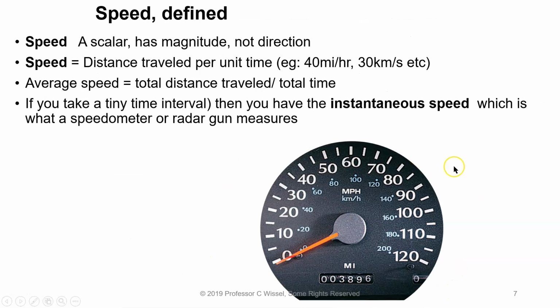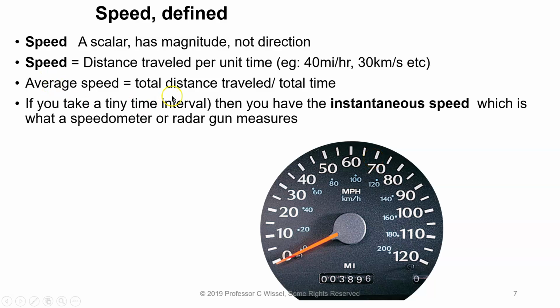Now, speed is a scalar, has magnitude, not direction. Speed is the distance traveled per unit time, and you're all familiar with this, 40 miles an hour, 30 kilometers per second. Here's your speedometer. The speedometer measures speed. Look at the word. You're allowed to go 70 miles an hour on the freeway, right?